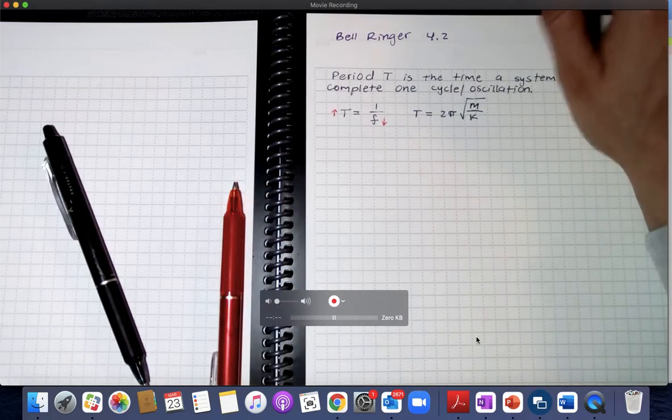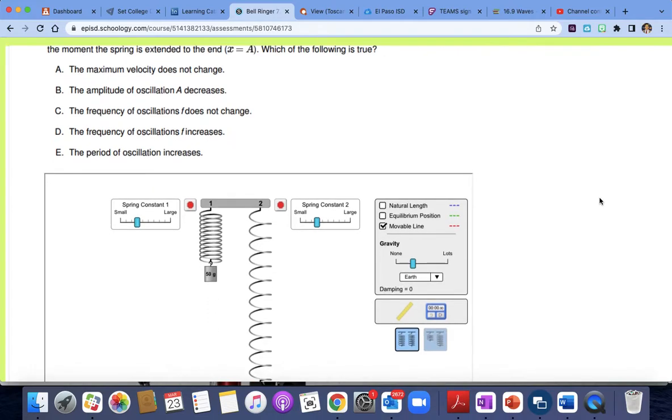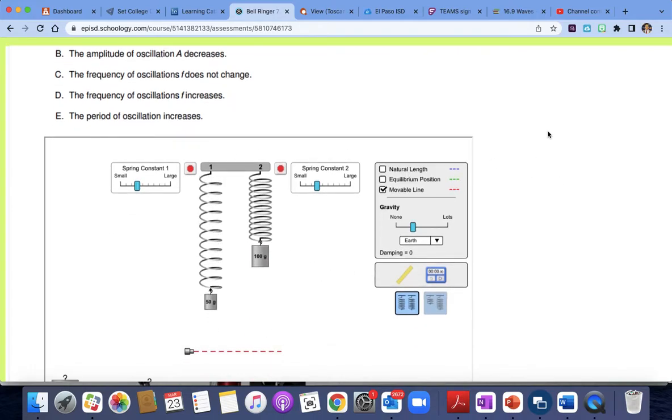So if we go back to the answer choices, the frequency does change. It decreases. This one says increase, so we cancel A, B, C, D. And the only one left is E. The period of oscillation increases. It takes more time to complete one oscillation. That's it.